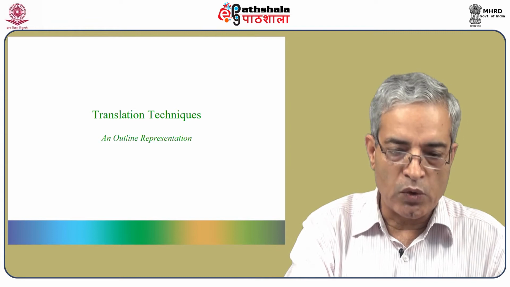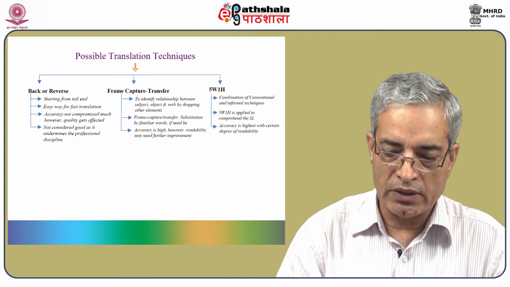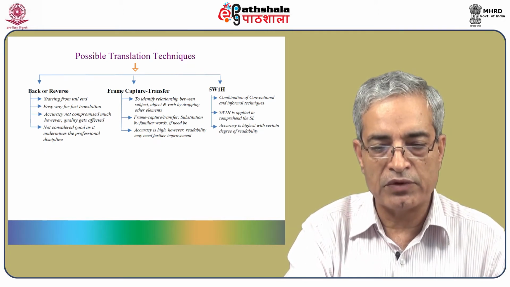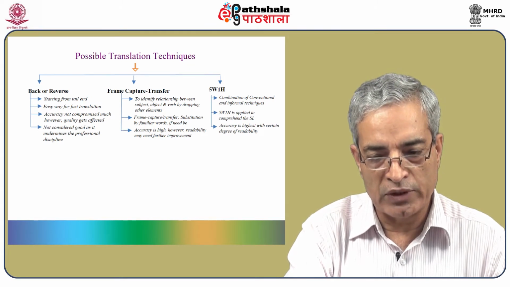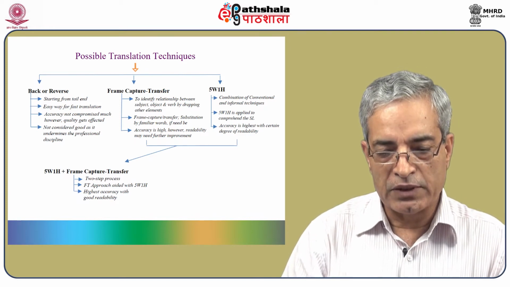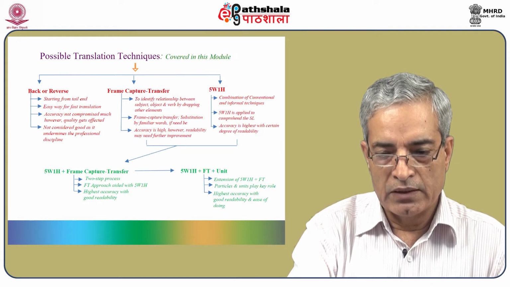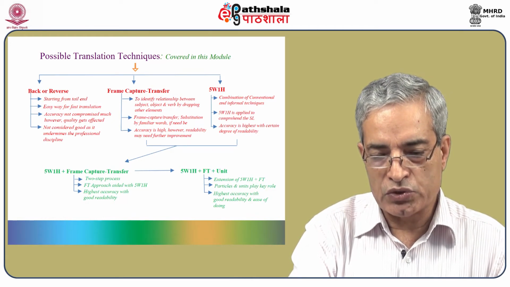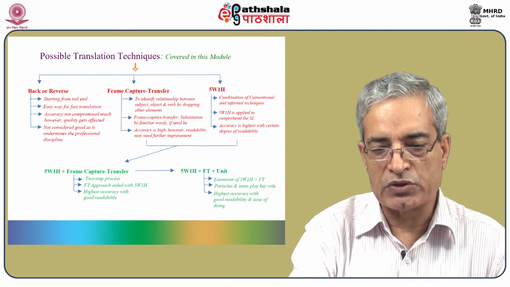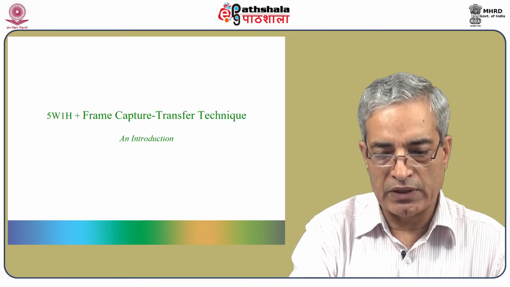Let's see the outline representation of the translation techniques. We have seen this chart earlier also. There are three techniques we have talked about so far: the back or reverse technique, the frame capture and transfer technique, and the 5W1H technique. Then there are combinations. The first combination is frame plus 5W1H, and the second is adding the unit concept to it. In this particular module, we'll be covering the last two, that is, frame plus 5W1H and 5W1H plus frame transfer plus unit. Let's start with the 5W1H plus frame capture transfer technique.